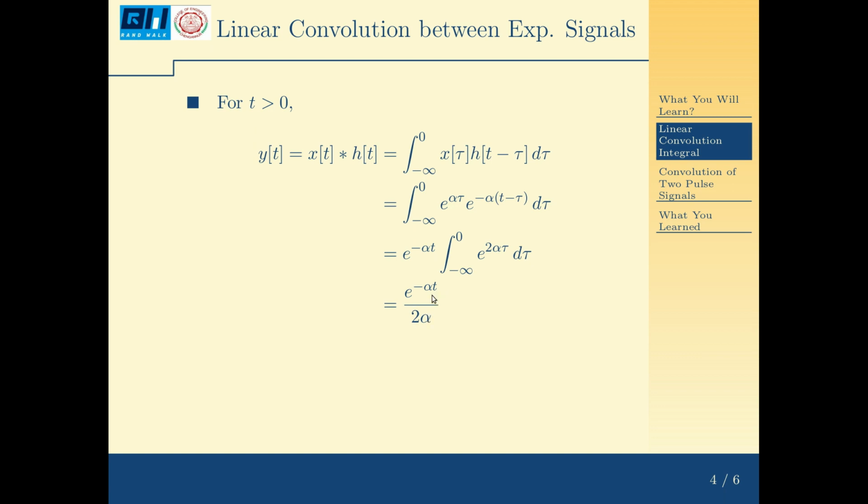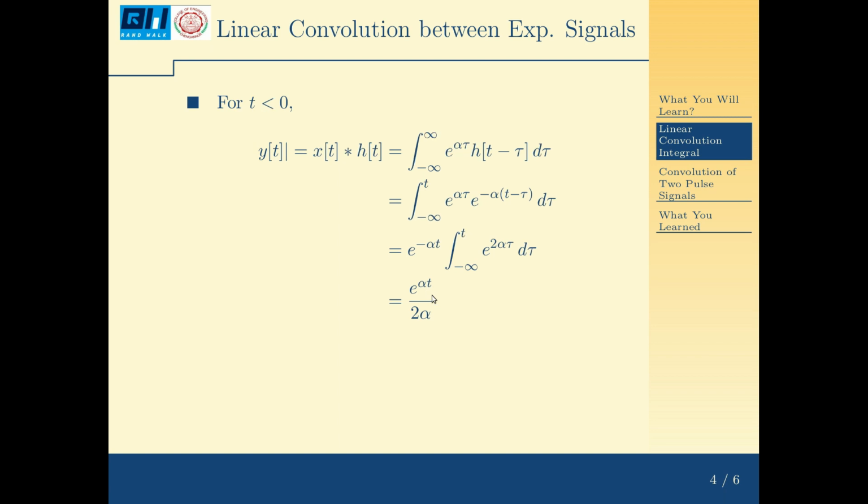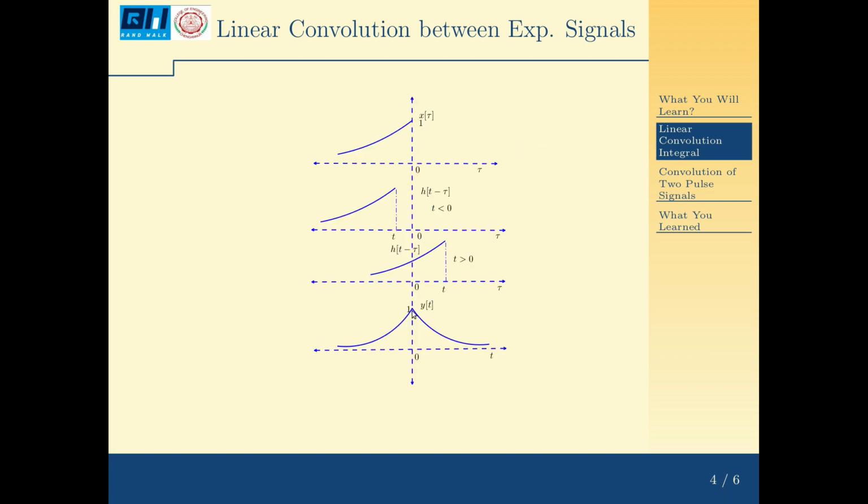So y(t) is 1 by 2 alpha e raised to minus alpha t. So this is the shape. This height is 1 by 2 alpha, and this decreases like this. So this is the shape of the output y(t).